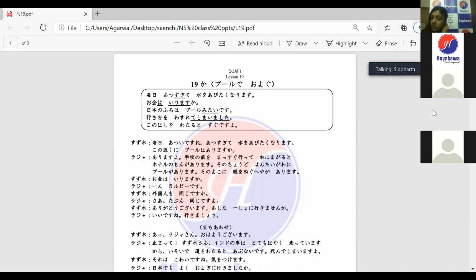Hi, sensei. Gaikokujin mo onaji desu ka? Arigato gozaimasu, Siddharth-san. Very good. So he's saying, Gaikokujin mo onaji desu ka? Is it the same for foreigners?